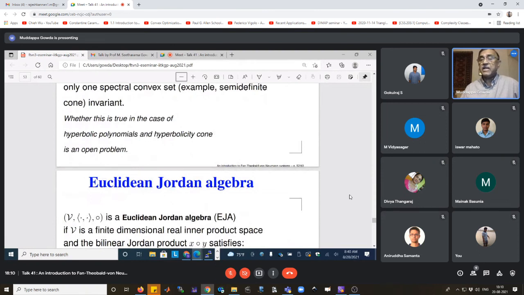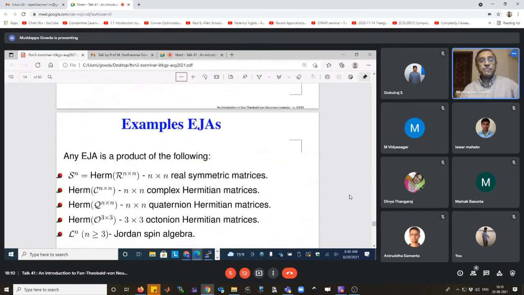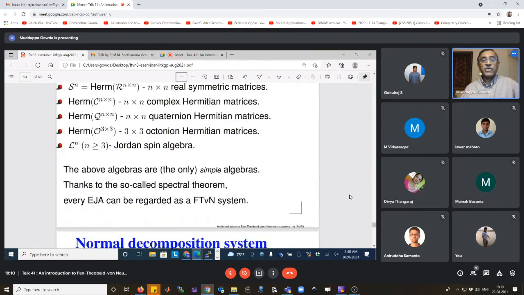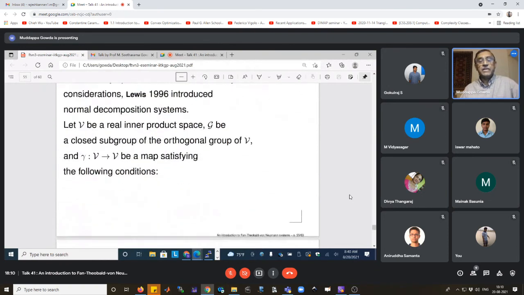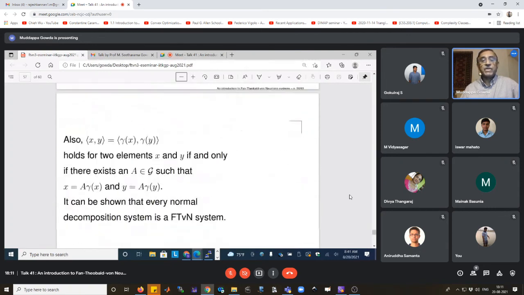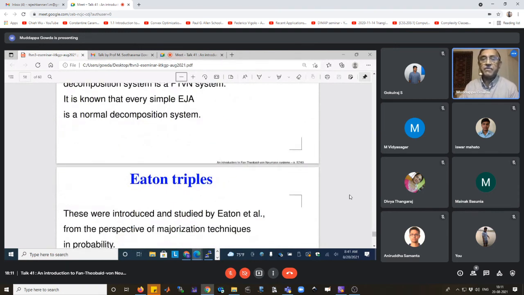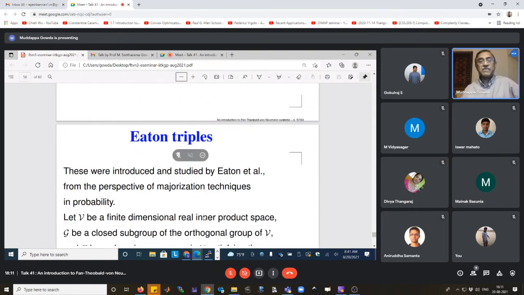Here are some slides regarding Euclidean Jordan algebras. Definition is given and examples are given. There is a characterization result. I'm going to skip all these things. Definition of normal decomposition system is given. There is also this definition of Eaton triples given. So these are part of the appendix: Jordan algebras, normal decomposition systems, and Eaton triples. I don't have time to cover this. I think I've already taken more time.